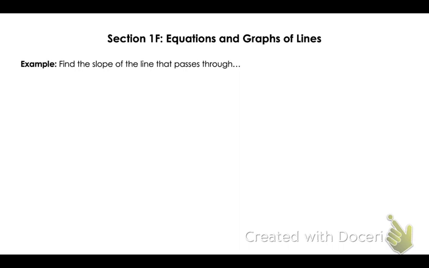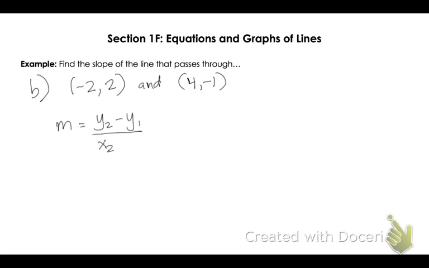You might want to pause the video and see if you get the same answer that I do, just to see if you're getting the idea here. This time we're going to do the points -2, 2, and 4, -1. Again, I'm going to write down my formula for slope. You may pick, it does not matter, which point you label as x1, y1, and x2, y2. Just keep the same subscript with the same point. I'm going to subtract y2 minus y1, so that's -1 minus 2, over 4 minus -2. The rest is just arithmetic.